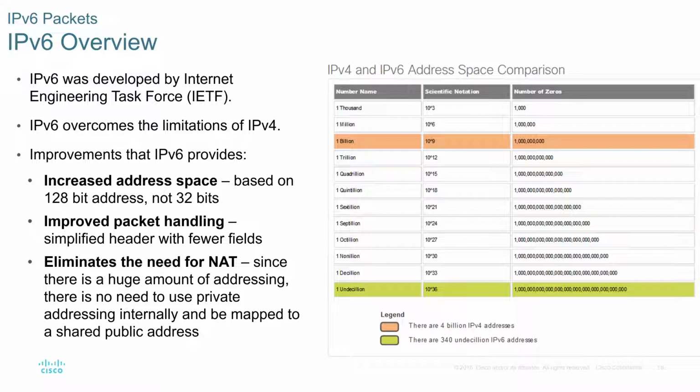It also has improved packet handling. We have simplified the header with fewer fields. And it eliminates the need for NAT. Since there is a huge amount of addressing, there is no need to use private addressing, either internally or to be mapped to a shared public address. But as mentioned earlier, right now, because we are using both IPv4 and IPv6 in a transition period, we do have network address translation for IPv4 and IPv6.